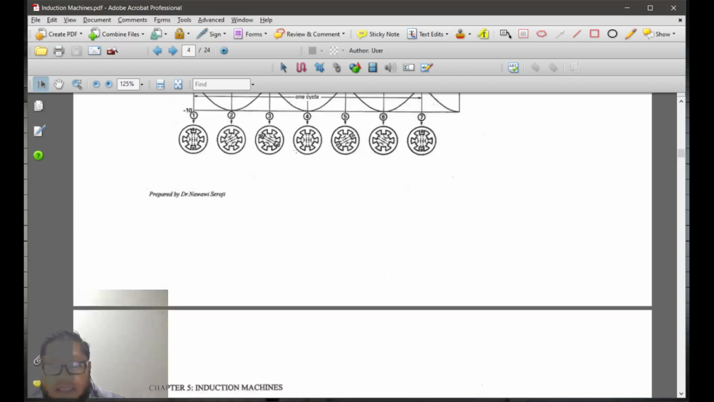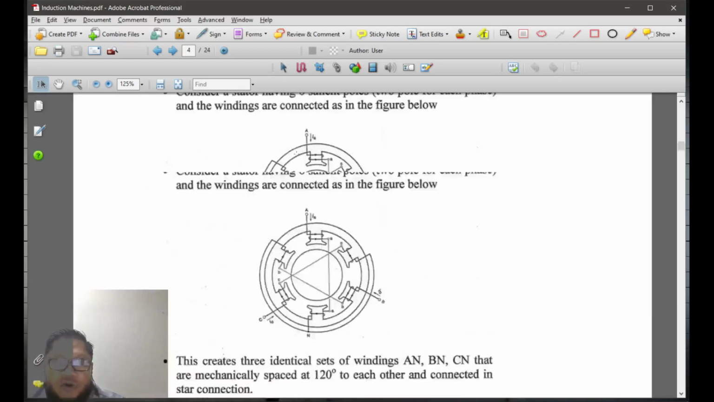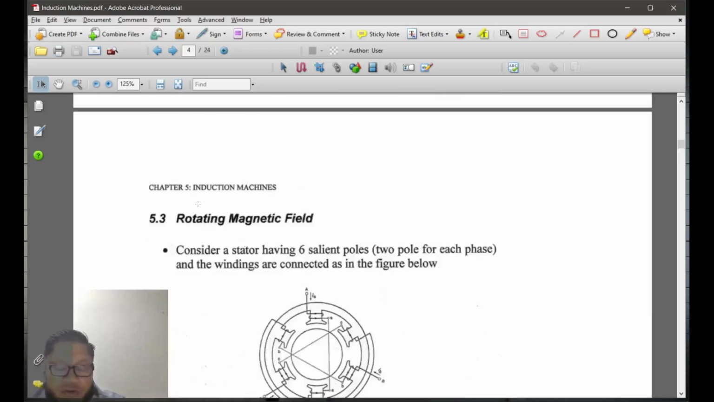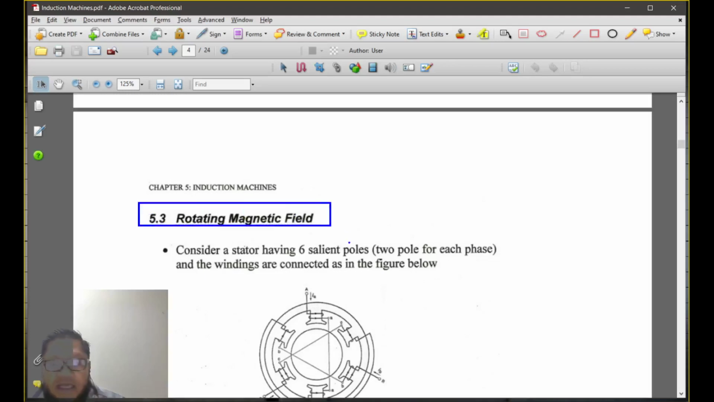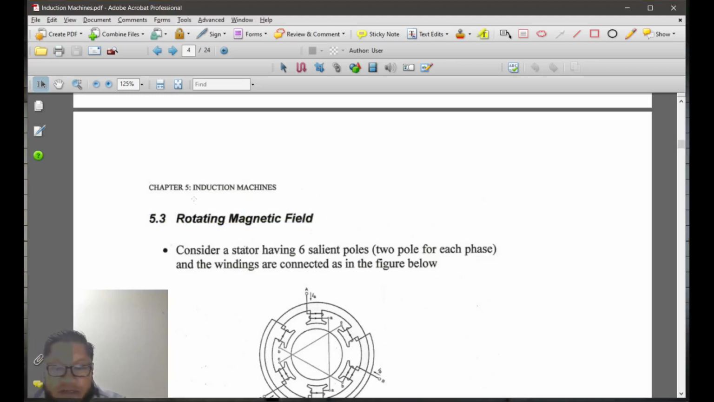Okay, so that is the very first point. I would call it fundamentals, the theory that you need to understand: how you get that rotating magnetic field inside your stator.